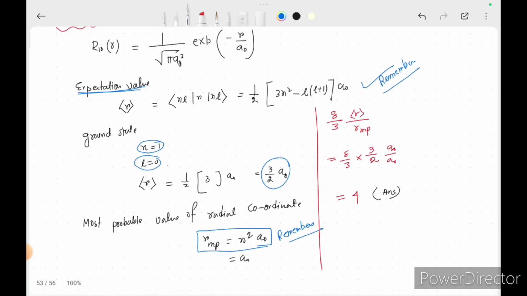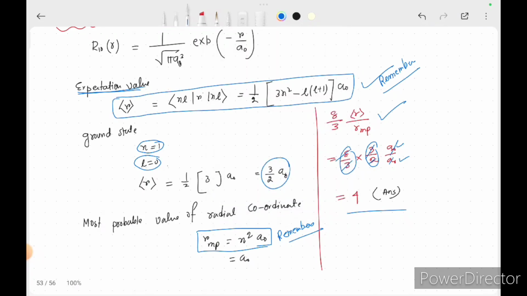So finally we get 8 upon 3 times the expectation value of r upon r_mp. We just substitute these two values: 8 upon 3, 3 by 2 a0 upon a0. The a0 cancel each other, the 3 cancel each other, so that equals 2, and 8 times 2 over 4 gives the answer 4. So that's a very easy question. Please remember these two formulas, they are very important: the expectation value of r for the nth state, and the most probable value of the radial coordinate. Most of the time they ask this type of question from the hydrogen atom problem.